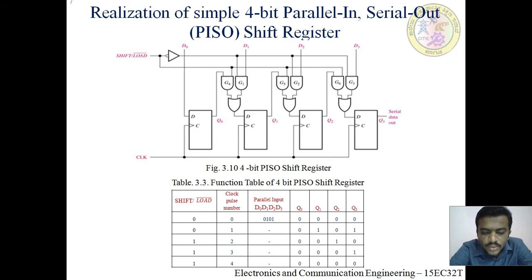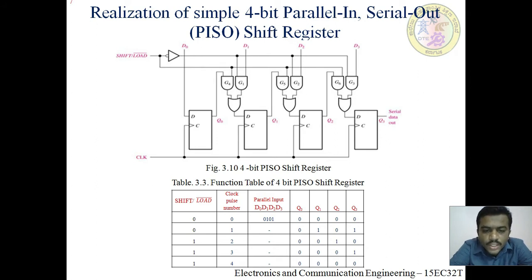Assume that we want to enter a 4-bit binary number 0101 into the shift register in parallel form, and we want to shift this binary number out of the parallel in serial out shift register in serial form. Initially, the shift/load bar signal is set to binary 0. It means that the load mode of operation is selected.